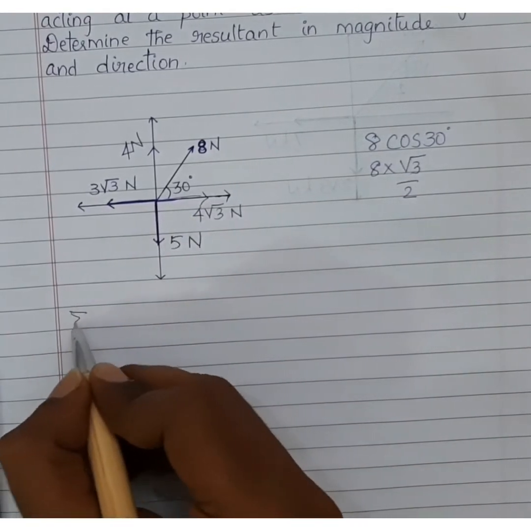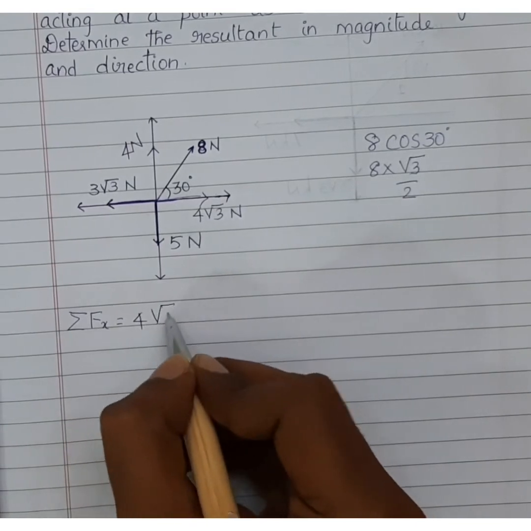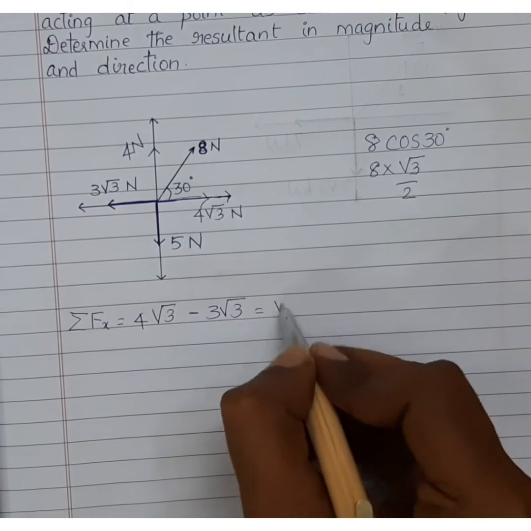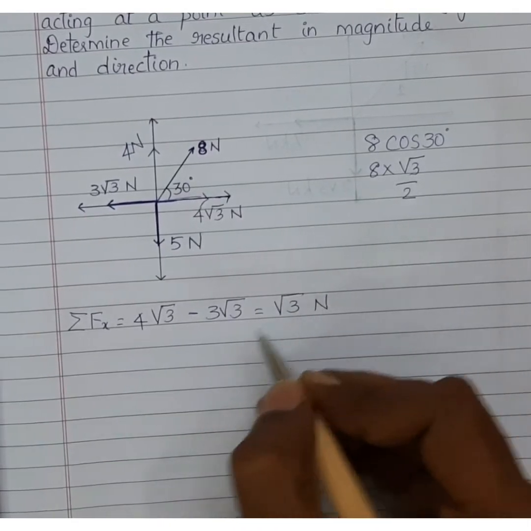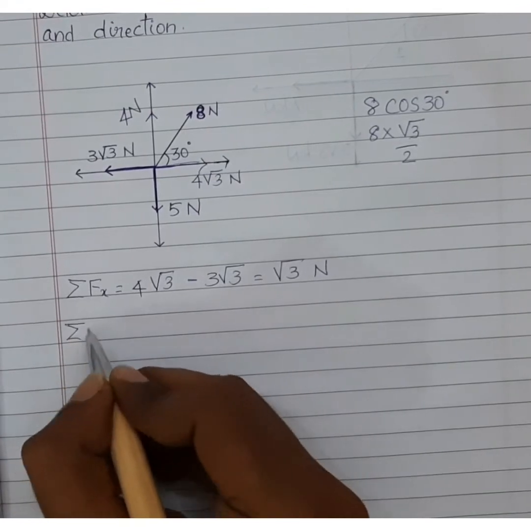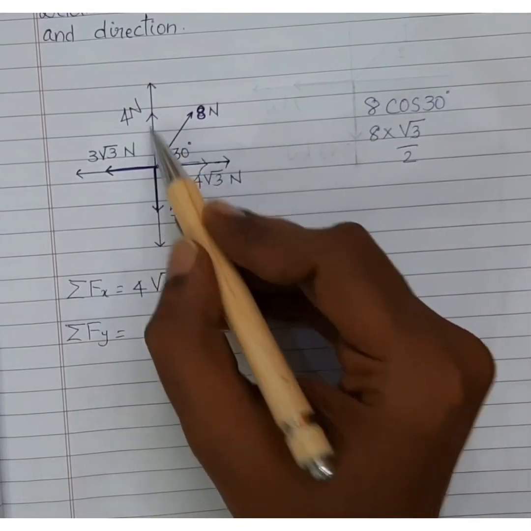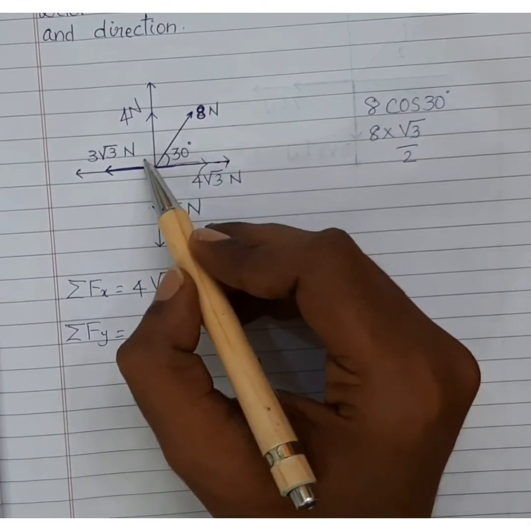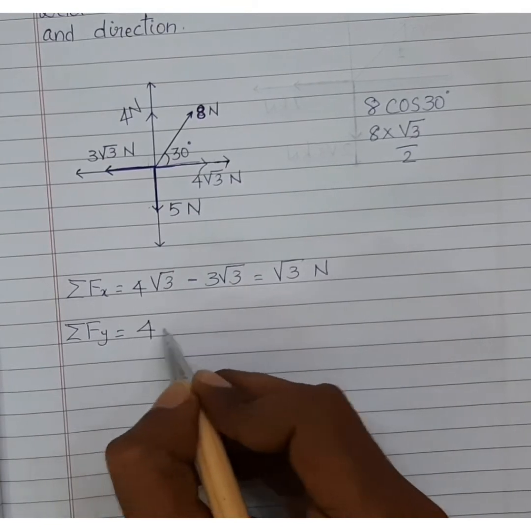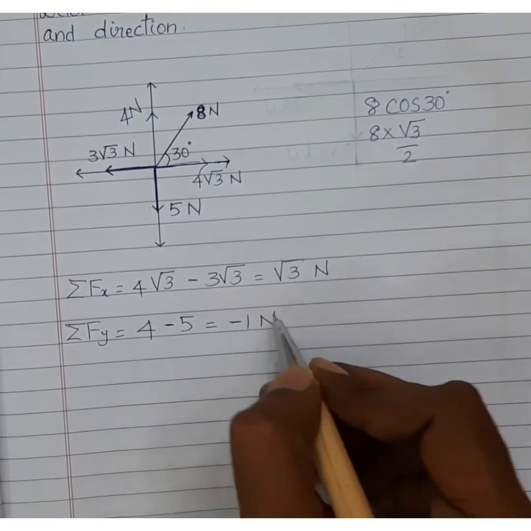So sigma fx is given by 4√3 Newton minus 3√3 Newton. That's nothing but √3 Newton. The next step is to find the sum of all vertical components, that is sigma fy. Here you have two vertical components, 4 Newton force and 5 Newton force. Upward force is positive, downward force is negative. So it is 4 minus 5, that is minus 1 Newton.